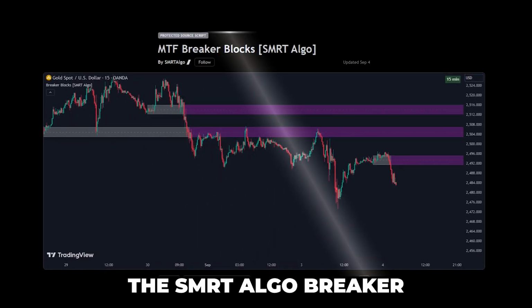If you want to take your trading to the next level, breaker blocks should be part of your strategy. The Smart Algo Breaker Block Indicator does the heavy lifting for you, making it easier than ever to spot these powerful zones.